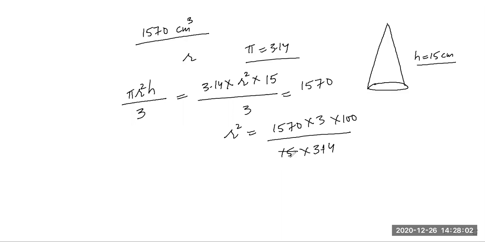So now 5 3s are 15, 5 3s are 15, 5 1s are 5, 5 4s are 20. So see that 314 cancels with 314, 3 cancels with 3. The answer is 100. So r is 10. Am I right? r is 10 centimeter. You got it? Okay, good. We have done this.